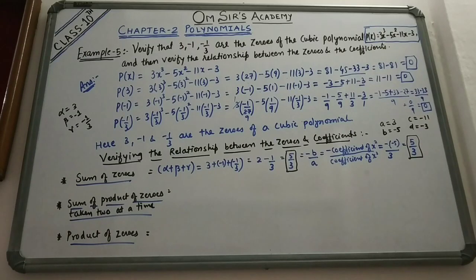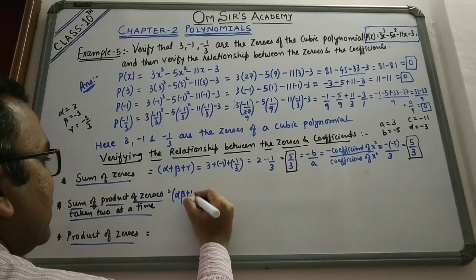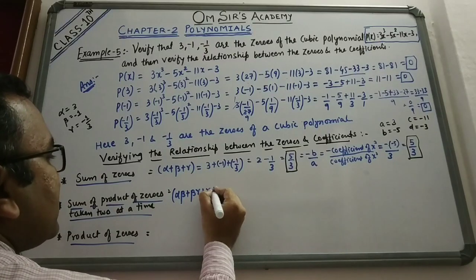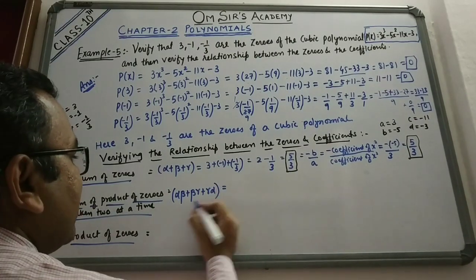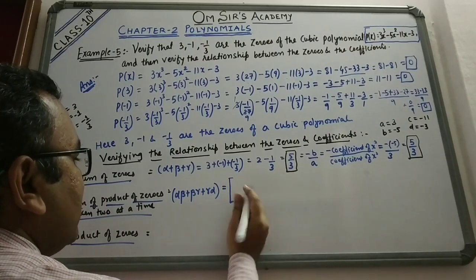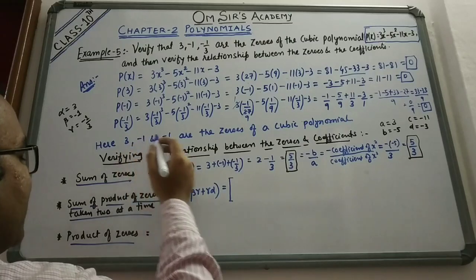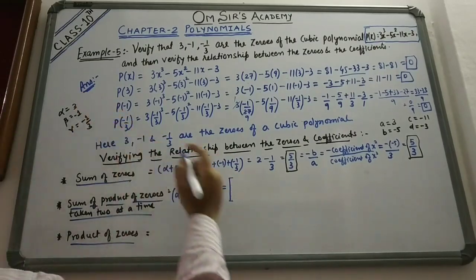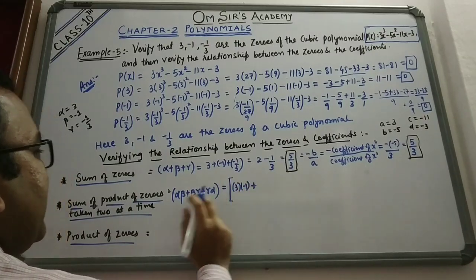Is it clear, friends? Now come to the another one, that is sum of product of zeros taken two at a time. What does that mean? Alpha beta plus beta gamma plus gamma alpha. Is it clear? So what is the value of this? I am finding out the value over here. What is alpha and beta? Alpha is what? 3 and minus 1. So I am multiplying 3 and minus 1 plus beta gamma.